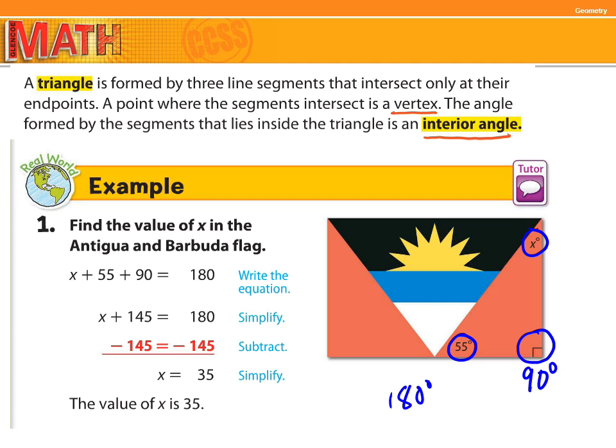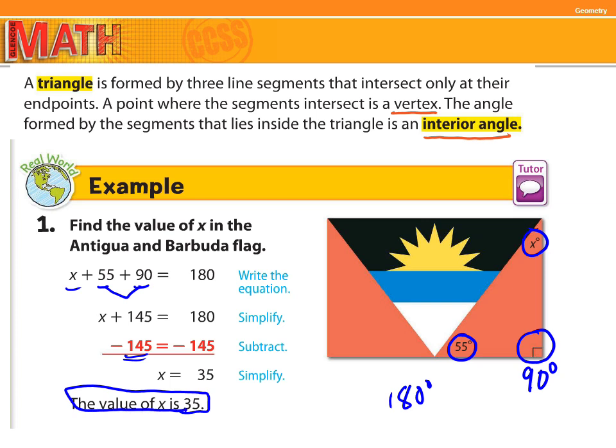So we can write an equation: x plus 55 plus 90 is equal to 180. You simplify that by combining the like terms, 55 and 90. 55 and 90 are 145. So you have x plus 145 is equal to 180. Then subtract 145 from both sides to isolate the variable x. 180 minus 145 is 35. So the value of x is 35.